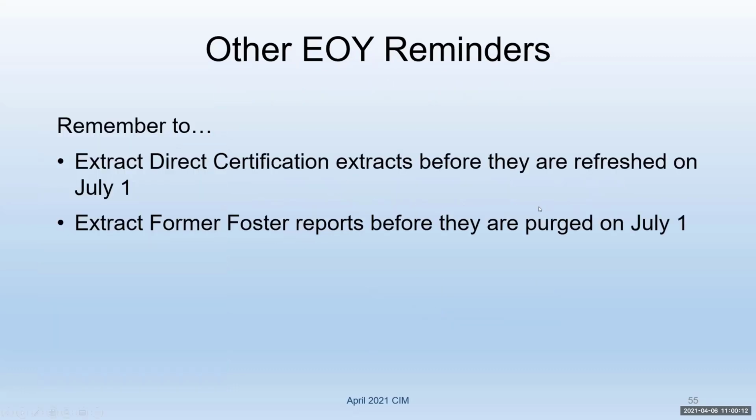And then the direct cert and former foster tables get dropped out of CALPADS on July 1, and there's no way to recover them. So if you want that data, put a reminder in your calendar to grab it before July 1, sometime in late June, after the direct cert run in the first part of the month.